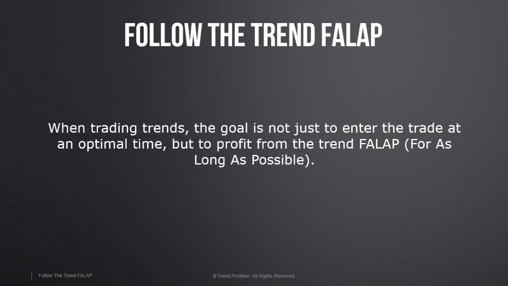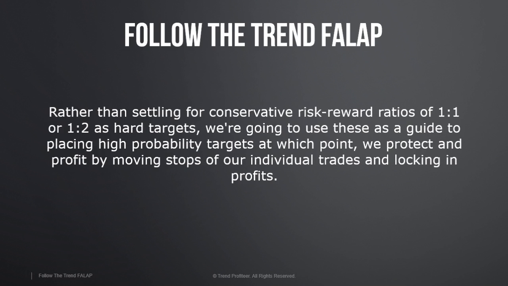Because this is a trend following system, it makes sense to have the option to trail the trade at predetermined points with trailing methodologies, and we'll go over that in a second. So rather than settling for conservative risk-reward ratios of 1-to-1 or 1-to-2 as hard targets, not that there's anything wrong with that, we're going to use these as a guide to placing high probability targets, at which point we protect and profit by moving stops of our individual trades and locking in profits.